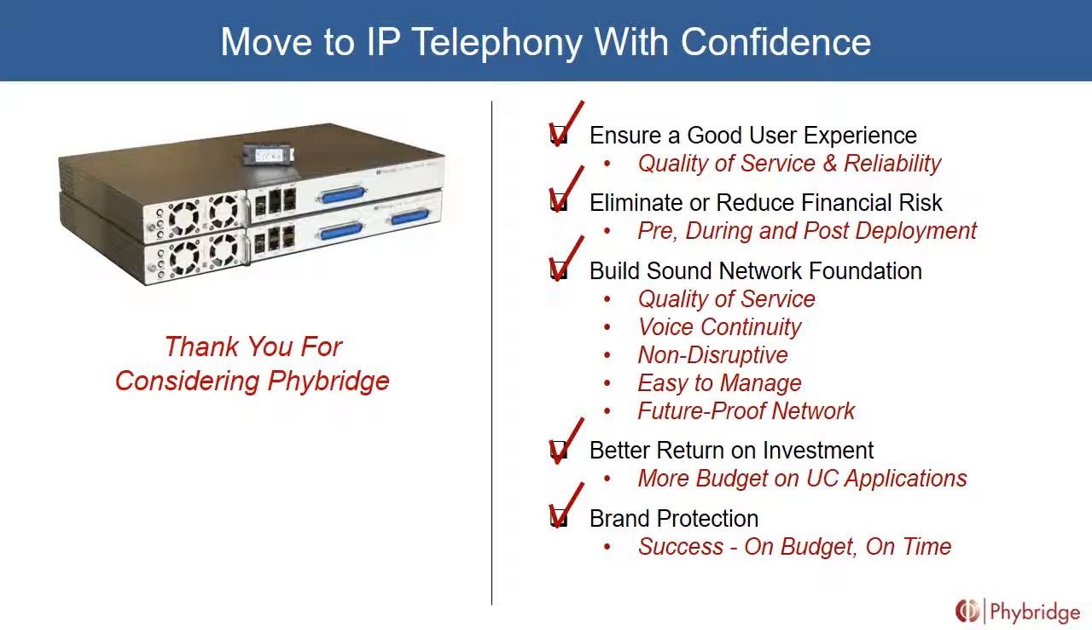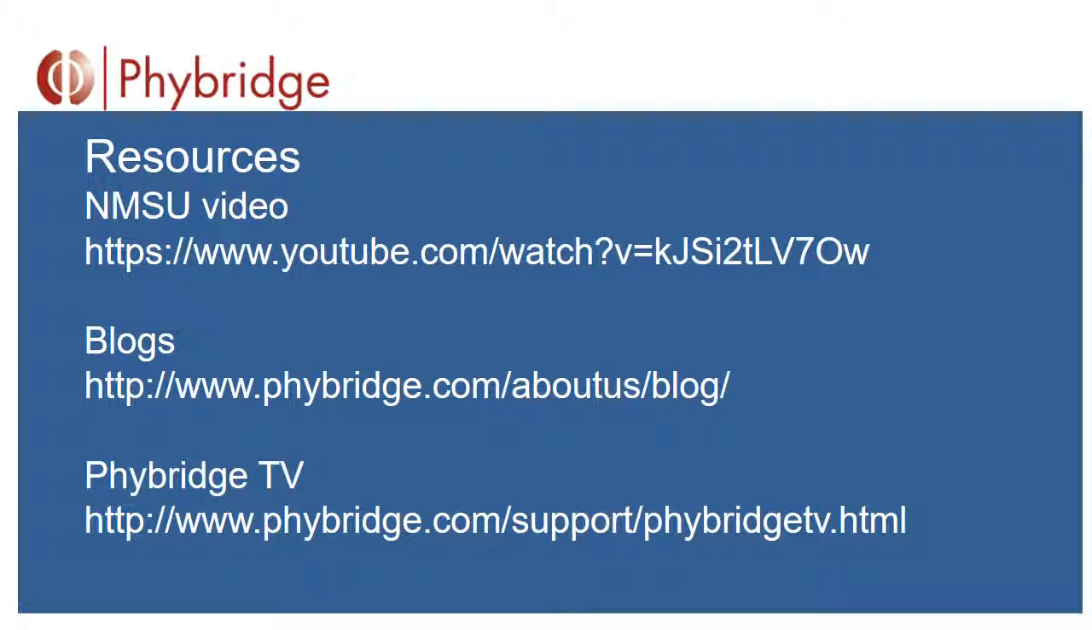I think these are the key things that we can bring to pretty much any customer. As you could see in the previous slide, we have over 250,000 and growing. What I'd like to point out to people is there's some good resources here. The first one is the New Mexico State University video, which is actually a discussion from those individuals at the university about what happened. Some blogs are available. There's Phybridge TV. Here's some contact information for you to get more on what Phybridge offers.